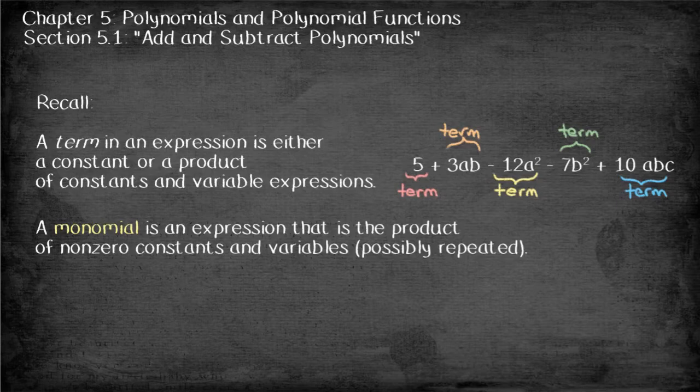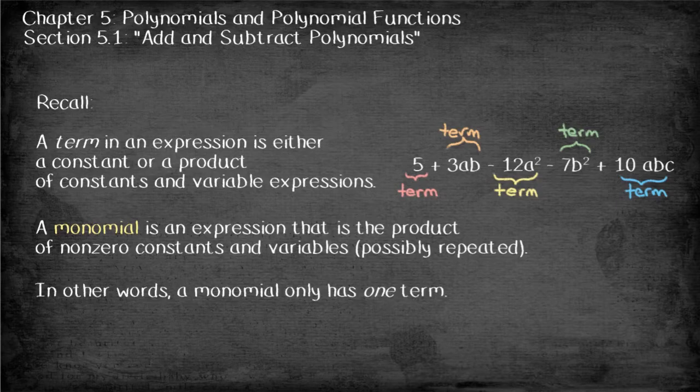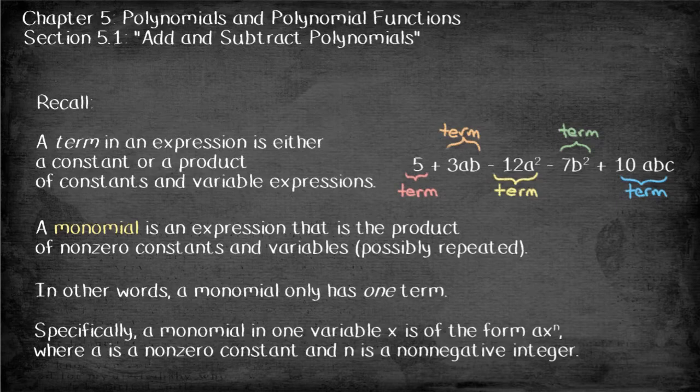A monomial is an expression that is the product of non-zero constants and variables which are possibly repeated. In other words, a monomial only has one term. And getting into specifics now, a monomial in one variable looks like a times x to the n, where a is a constant and n is a non-negative integer. It could be 0, could be 1, 2, 3, but it does have to be an integer.